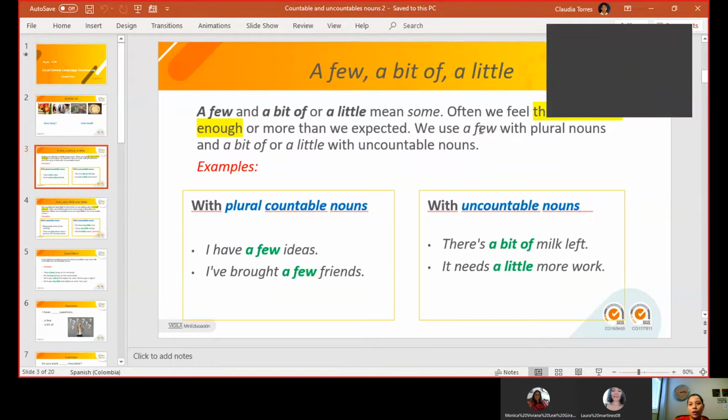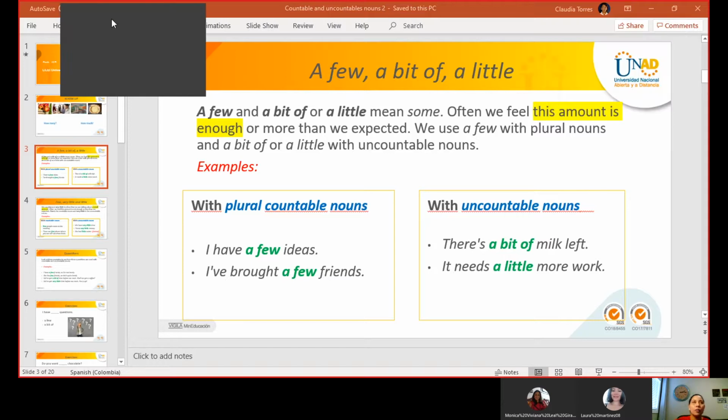Perfect. Okay, so now this is the topic for today. So for today, we're going to talk about a few, a bit of, and a little, right? So we use a few and a bit of, or even a little, when something means some, okay? So some means that there is enough, or more than you expect.